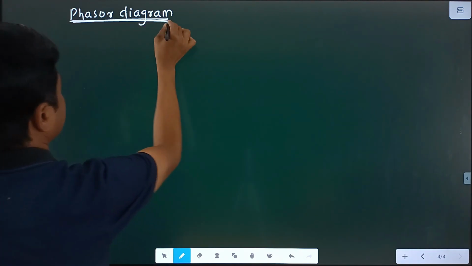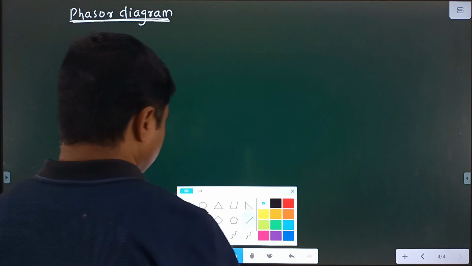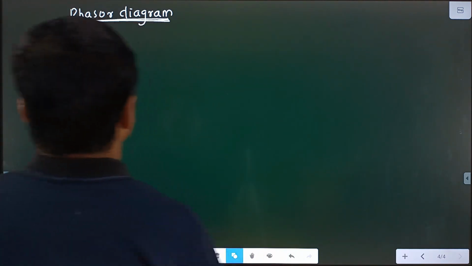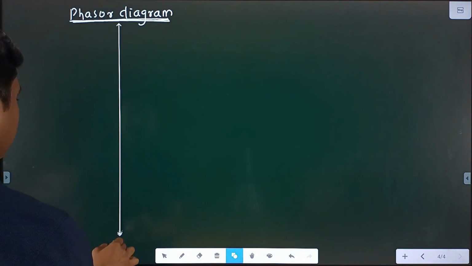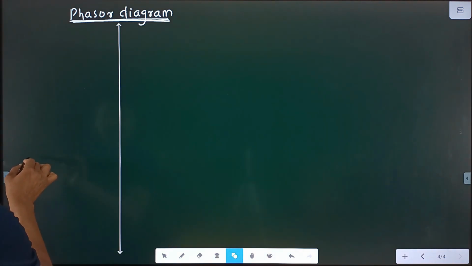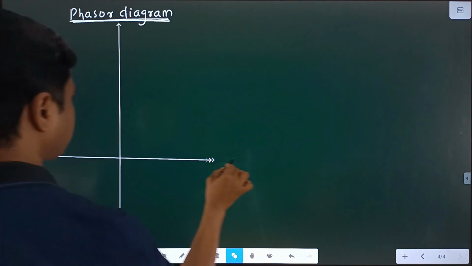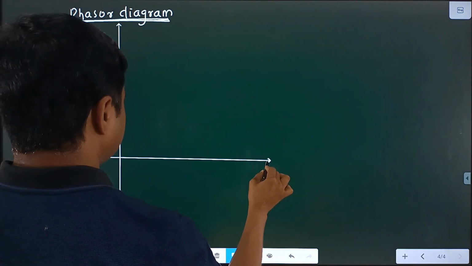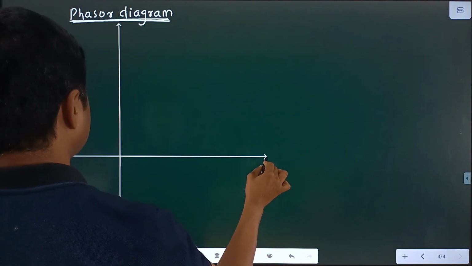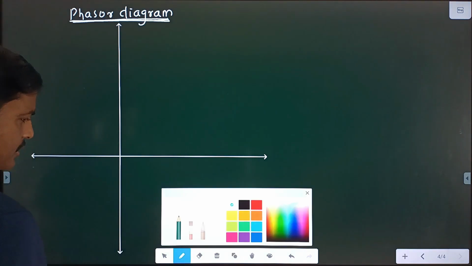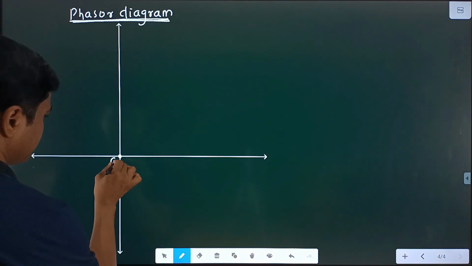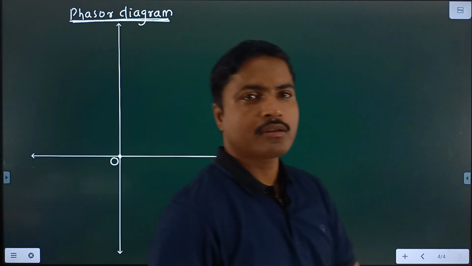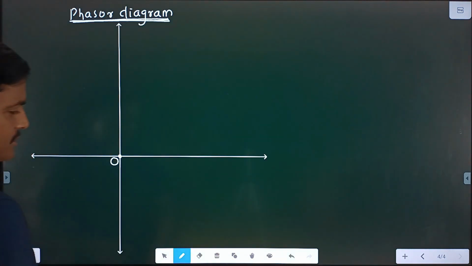Draw the phasor diagram of the LCR series circuit. Suppose here you take two axes just like this. This one is one axis, and we draw another axis. Suppose this point is the origin, and for the origin we write O. Clear? And here we take three conditions.